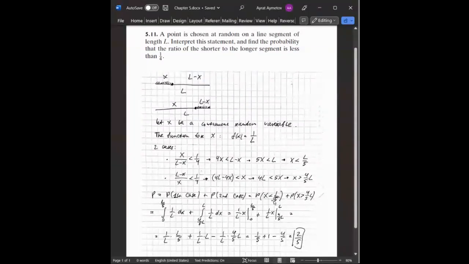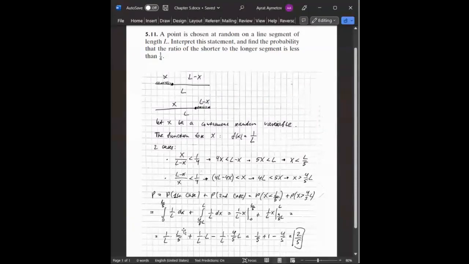So it's the probability that x is less than L/5 plus the probability that x is more than 4/5 L. The first probability is an integral of a uniform function 1/L from 0 to L/5. And the second probability is the integral of a uniform function 1/L from 4/5 L to L. By calculating, I get 2/5.